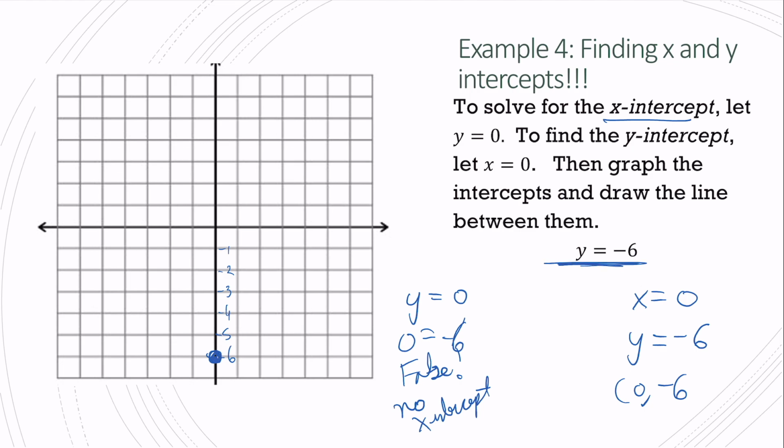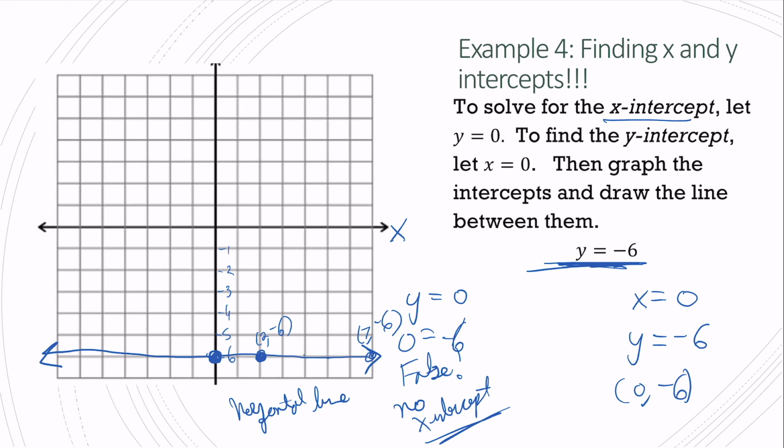So I want to find all ordered pairs that are solutions. And for this, I just need to have a y value of negative 6 in order for that ordered pair to be my solution. It doesn't matter if x is 2, 3, 4, or 7, right? As long as my y equals negative 6, it's going to be a solution to this equation. So my graph is going to look like a horizontal line, and it's parallel to my x-axis. They never cross, which is why there is no x-intercept.